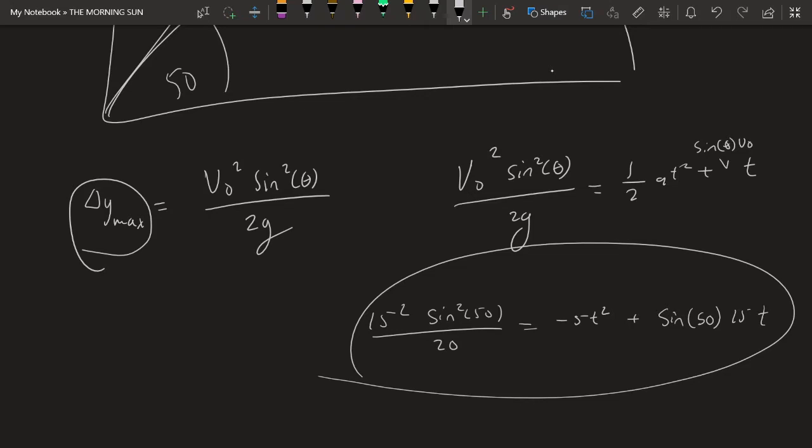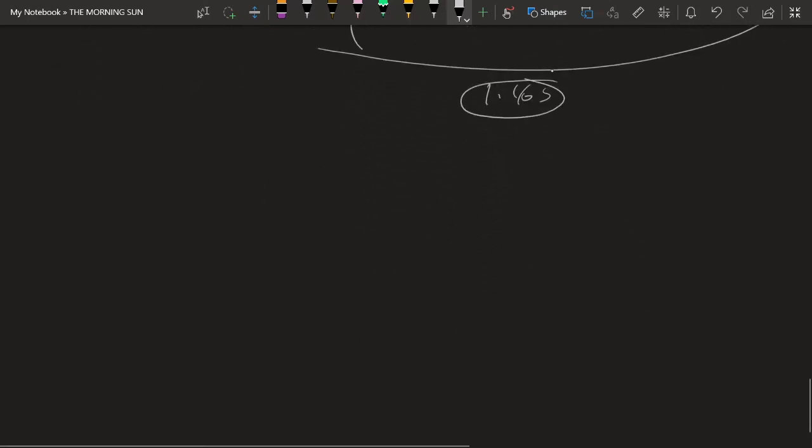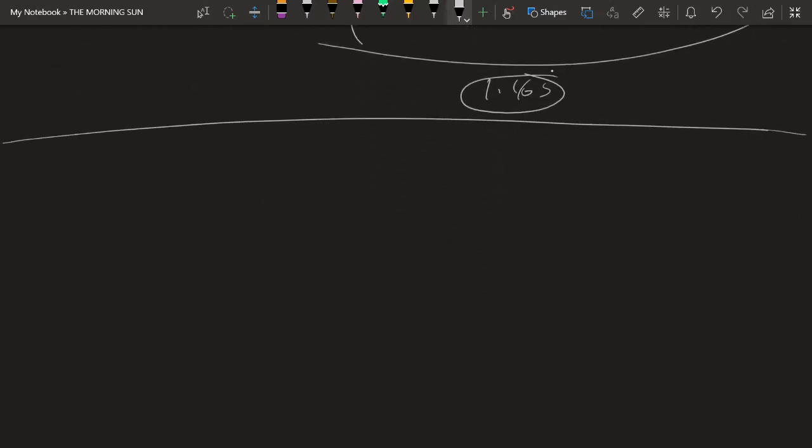Great. Okay, so sine 50 times 15. And of course, we're going to get 1.16 seconds. This is not what they got. They got 1.15 seconds. So I'm going to show you the way they did it.